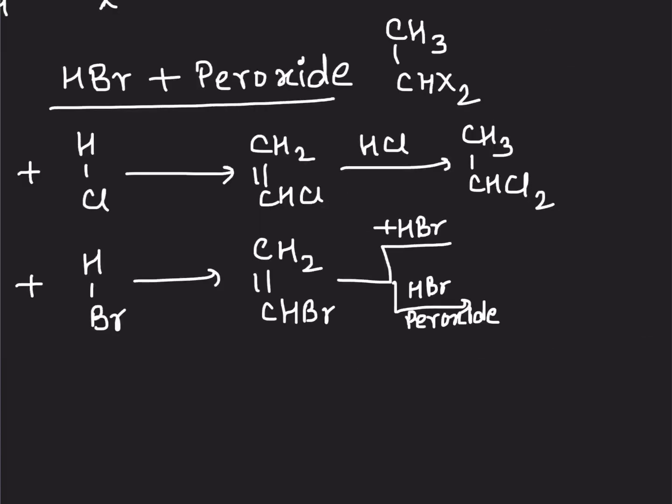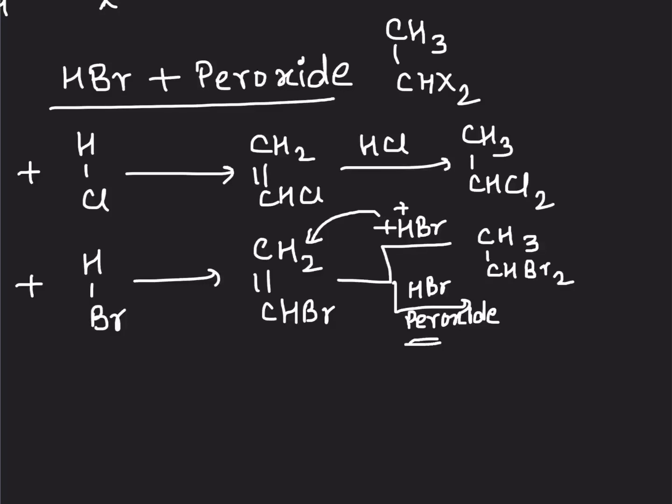Go ahead, write the reaction. Don't just wait for the answer. There's no point in copying whatever I'm writing. No point at all, unless you understand and unless you do it yourself. Very good. So what will happen is, if you're just adding HBr, positive part goes to the carbon bearing more number of hydrogen atoms. So CH3CHBr2 is our product, a dibromo derivative.